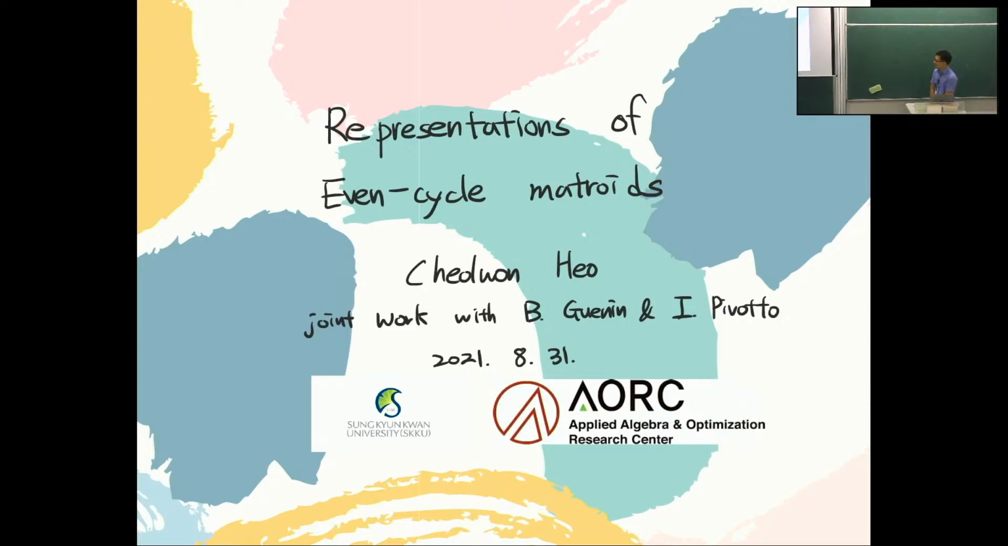Today I will talk about even-cycle matroids. This class of matroids is interesting because these matroids are a generalization of graphic matroids, and they also have graphical representations. This is partial work of my thesis, and is joint work with my advisors, Bertrand Guenin and Irene Pivotto.